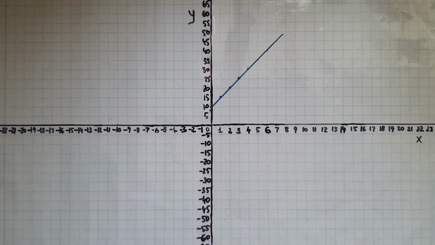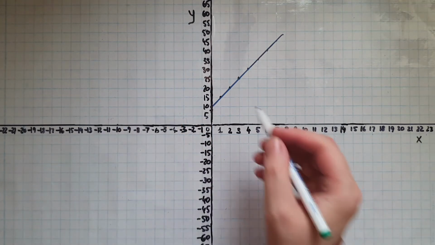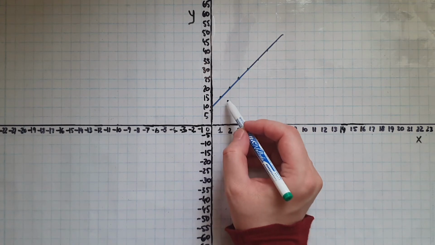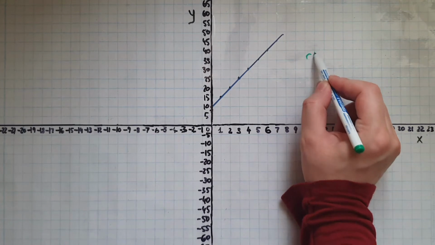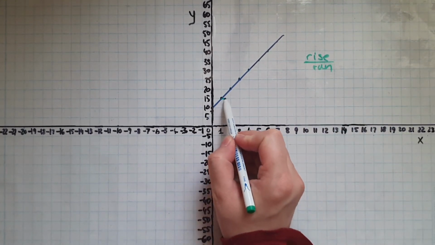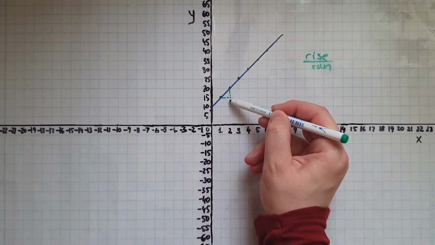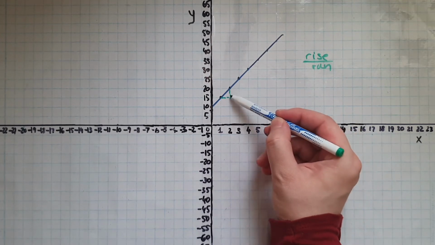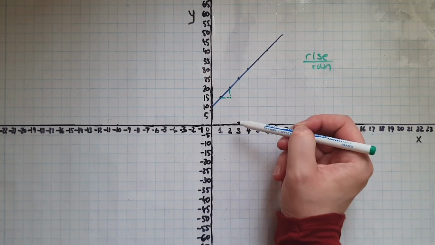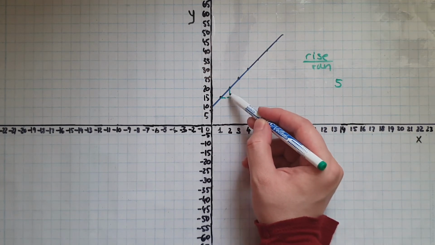One thing to be careful about when working out the gradient is to check the scale. So we know that the gradient is worked out by getting rise over run. So for each one of these units, you have a look at how many units you've gone up. So rise from 15 to 20, so that is 5, not just 1. Just because you see 1 square here doesn't mean it's 1.